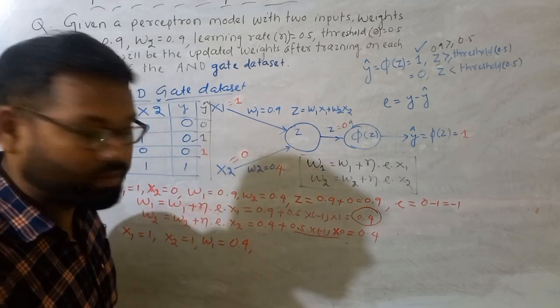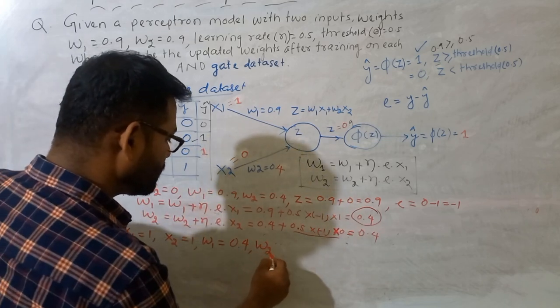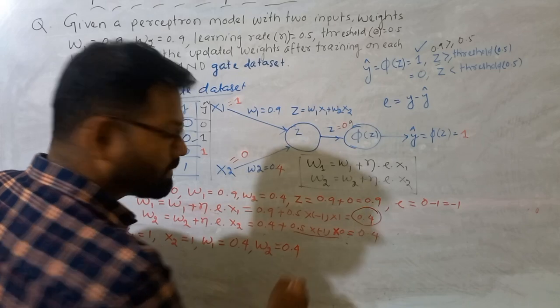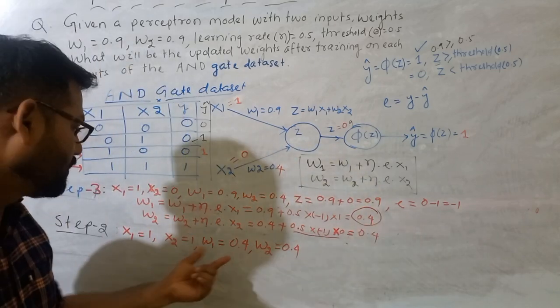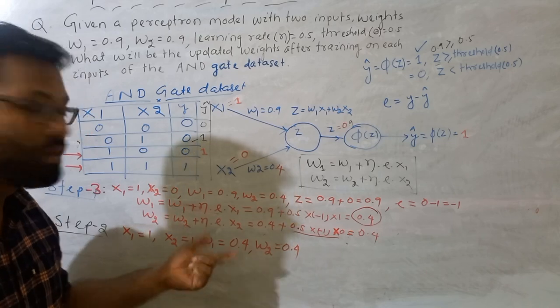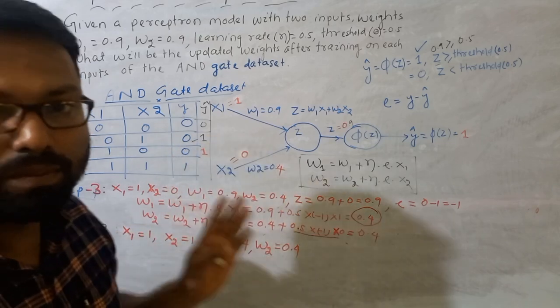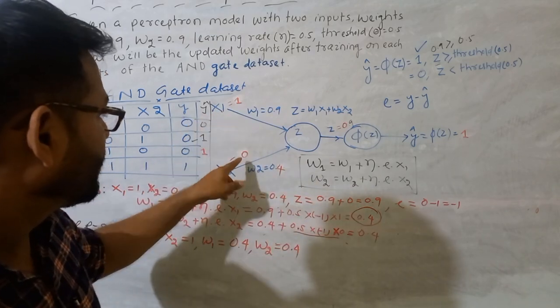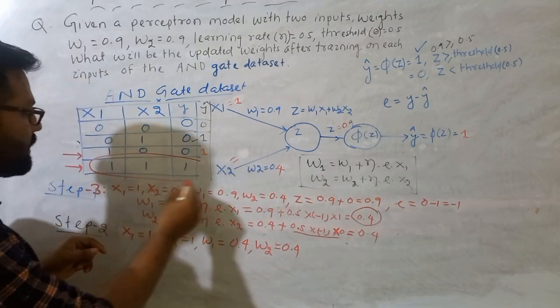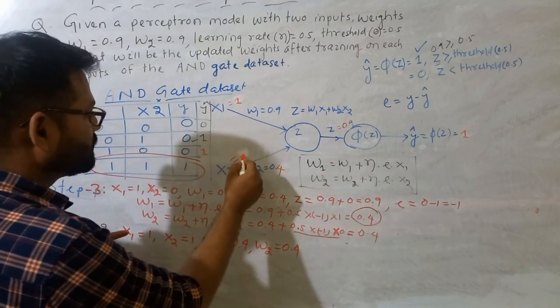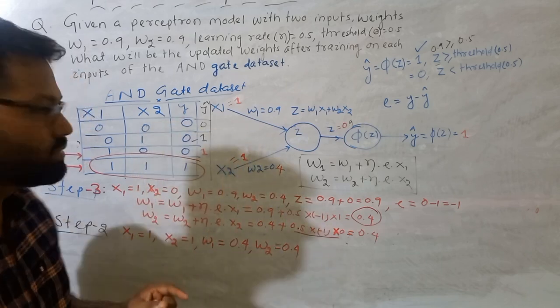And what is the weight of W2? This is 0.4. So both I already got 0.4 from the previous step. So now I have to update. Before that, let's provide the input to this model. For this training sample, x1 is 1 and x2 is 1.